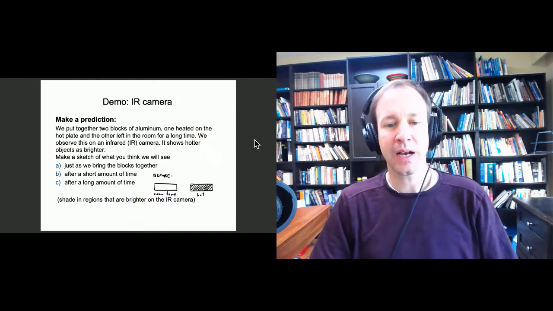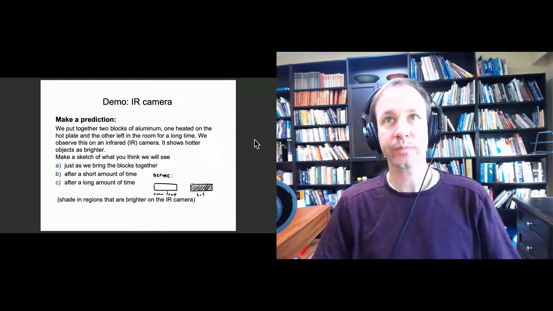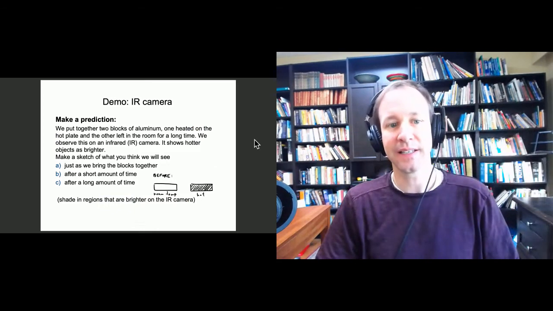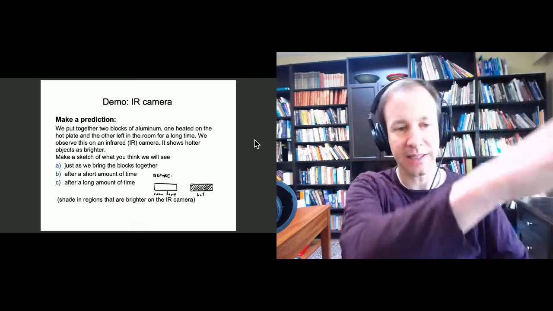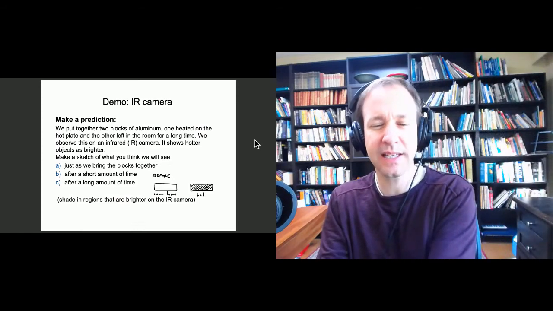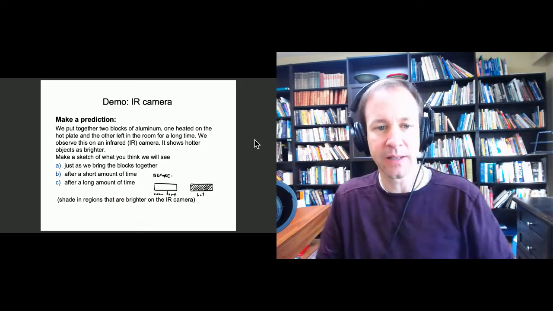And so I want you to actually make a prediction. Remember what the hot block looked like on the infrared camera. It was all glowing brightly, and then the cooler block, you could see it, but it was dull. It wasn't glowing much at all.